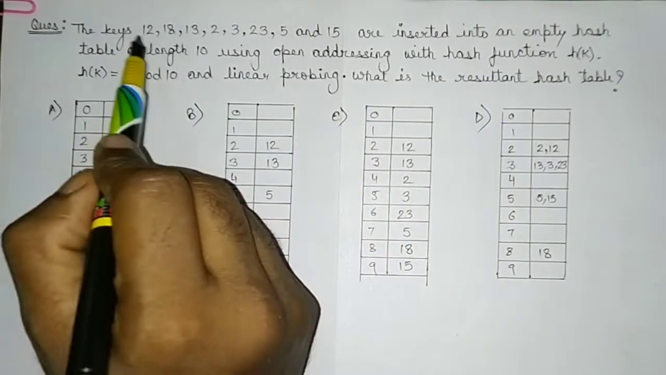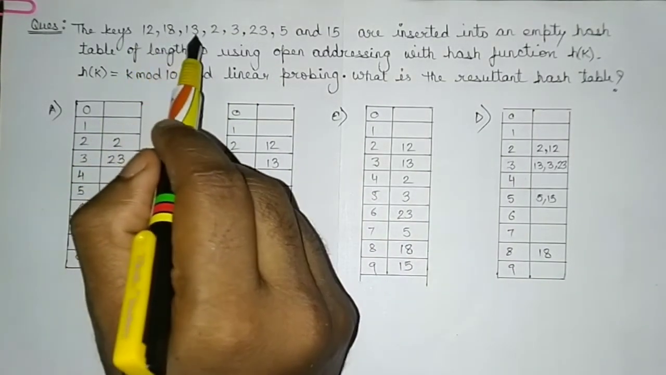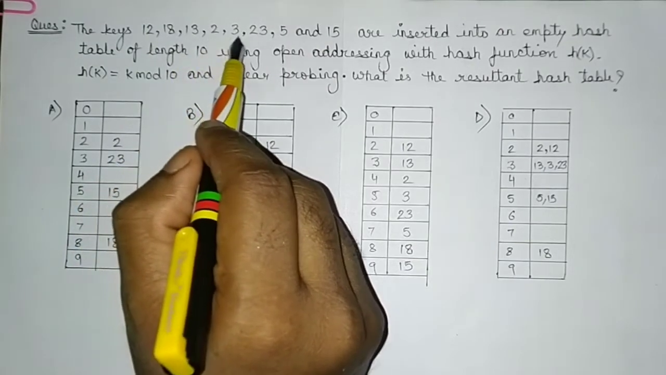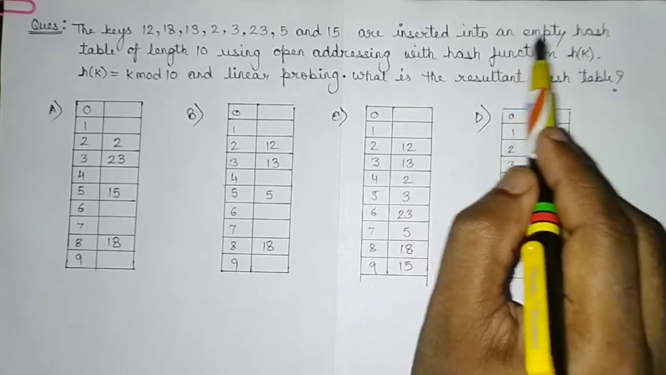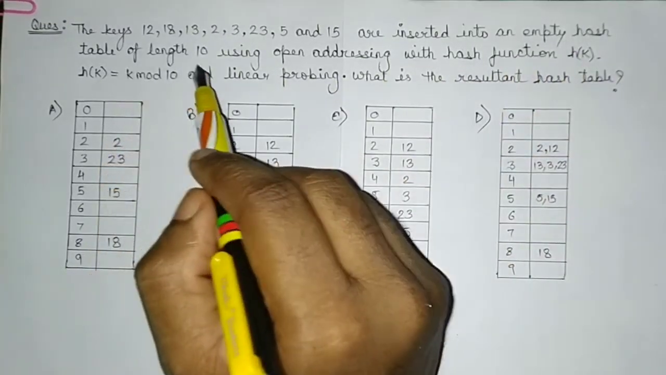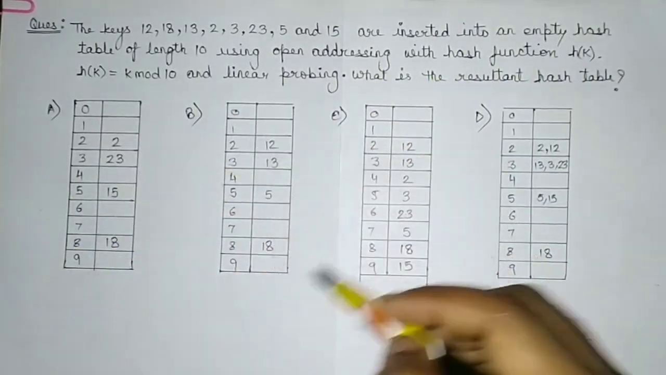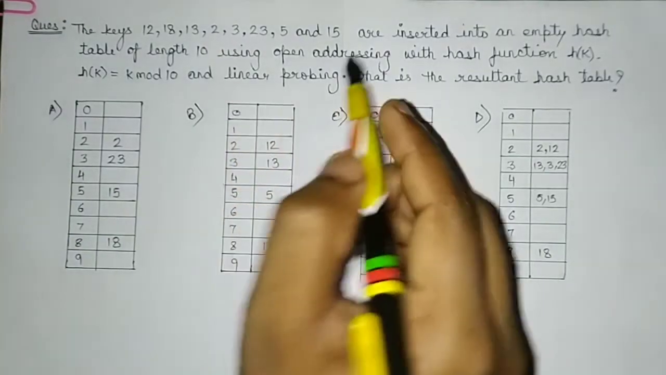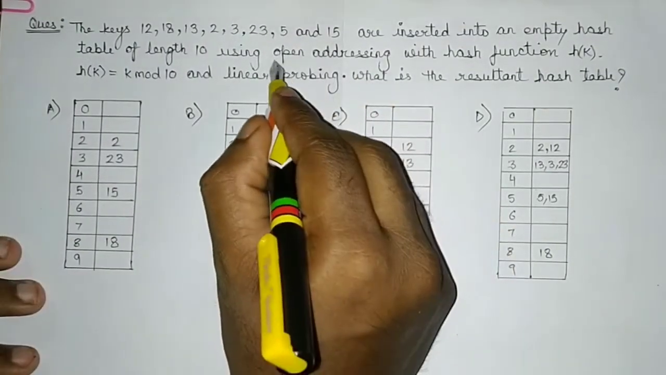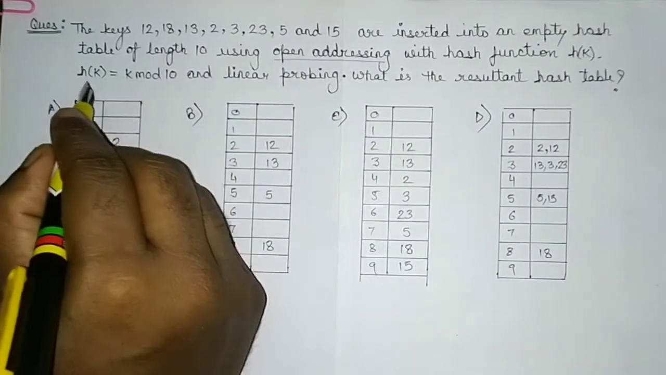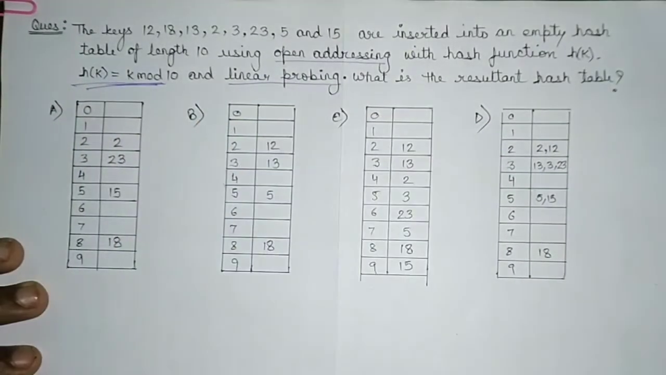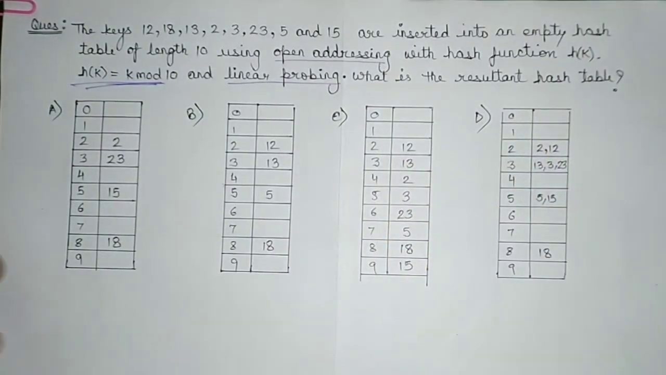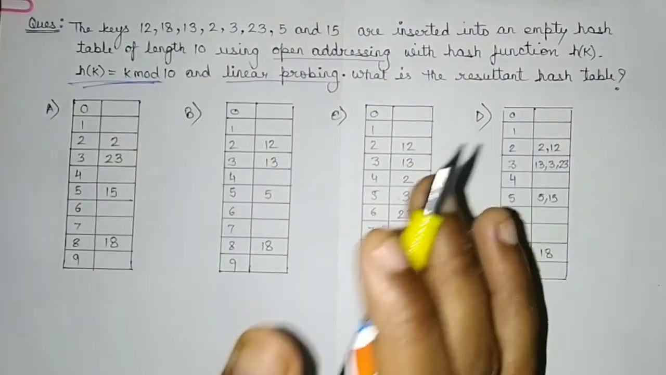In this question, the keys 12, 18, 13, 2, 3 are given, which are inserted into an empty hash table of length 10. So we have a hash table of length 10, and we are using open addressing with hash function k mod 10 and linear probing. So what is the resultant hash table? We'll be inserting the values one by one.